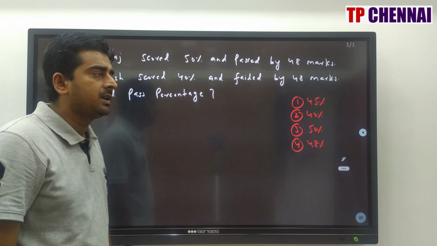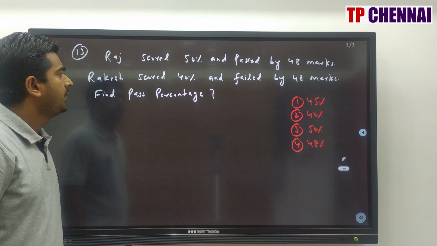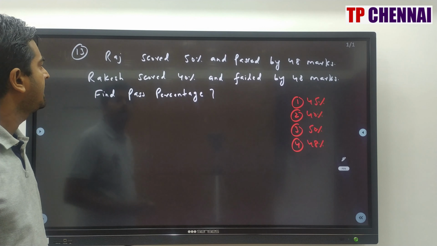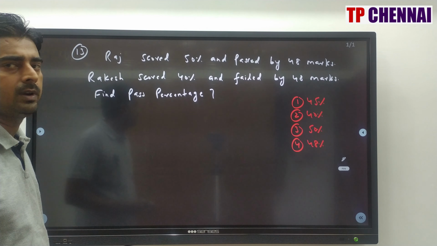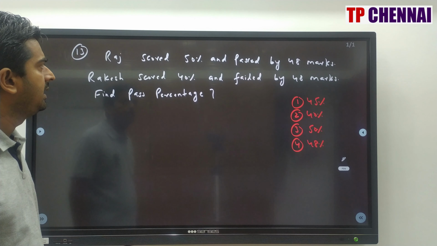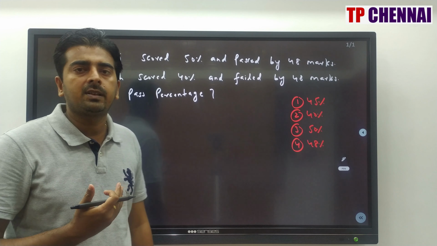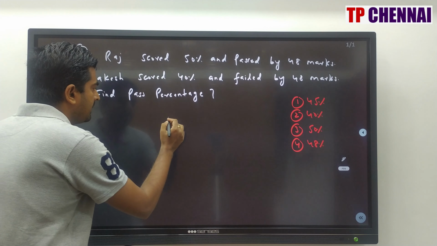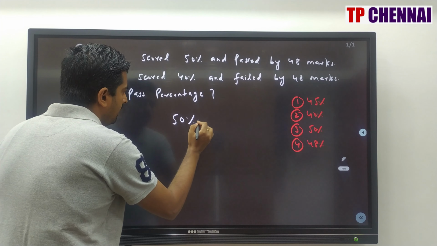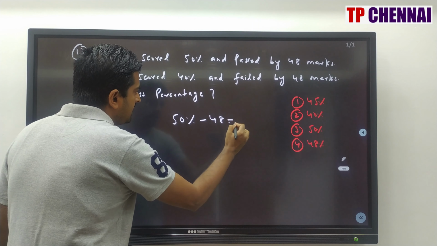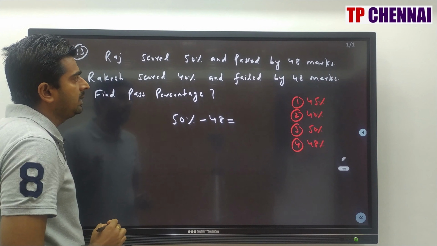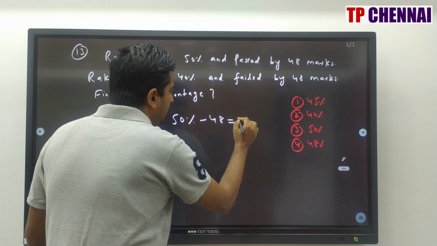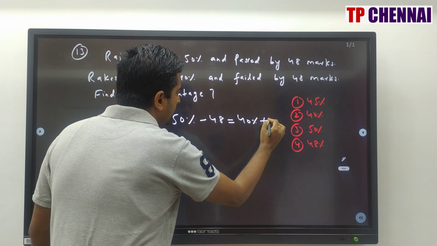So now we see question number 13. Raj scored 50% and passed by 48 marks. Rakesh scored 40% and failed by 48 marks. Find the pass percentage. Raj scored 50% and passed by 48 marks. That means he got extra 48. That means 50% minus 48 and examination is same. And Rakesh scored 40% and failed by 48 marks. That means he needs 48 marks.